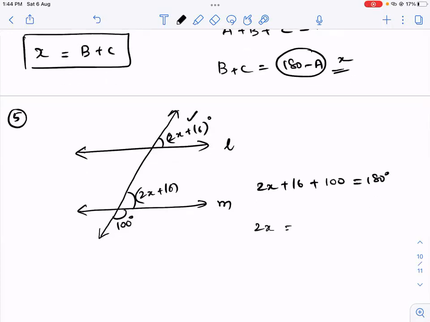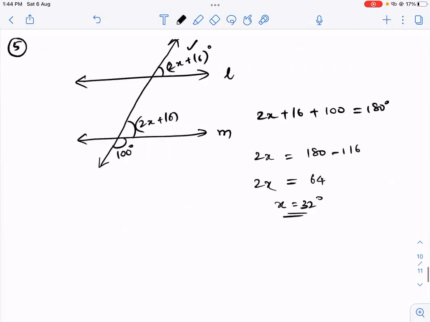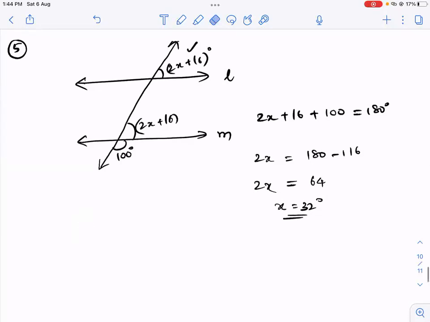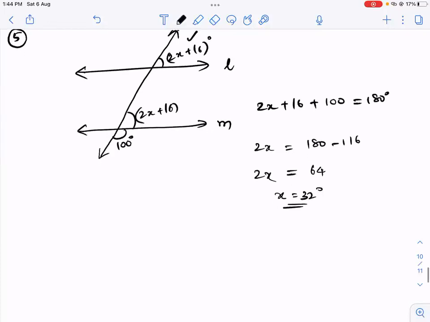Right. So 2x is equal to 180 minus 116. How much is it? 64. Is that right? So x is 32. So they are asking the angles. So what will be the angle there? 32 means 64 plus 16, it will be 80 degrees. Oh, they didn't ask the angle. They asked to determine the x value. Well, that's it. X is 32.